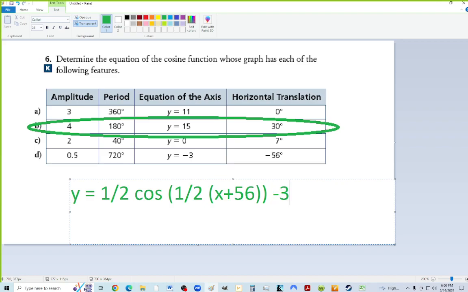And that's how you, based on information, construct it. This trick is very good. Okay. 360 over the period I want, and then just simplify. Okay?